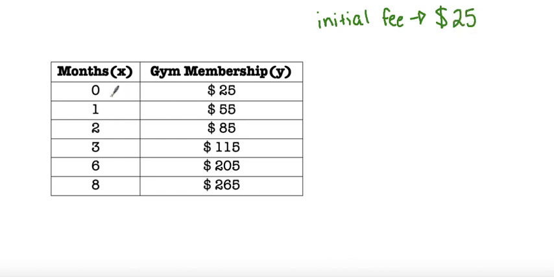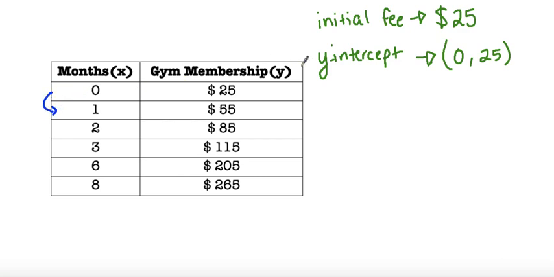So here, since it is 0, 25, our coordinate (0, 25) is our y-intercept, because our initial value is our y-intercept. So after a month, after paying our initial fee of $25, you'll notice that for 1 month, the cost is $30. So after 1 month, it costs $30.